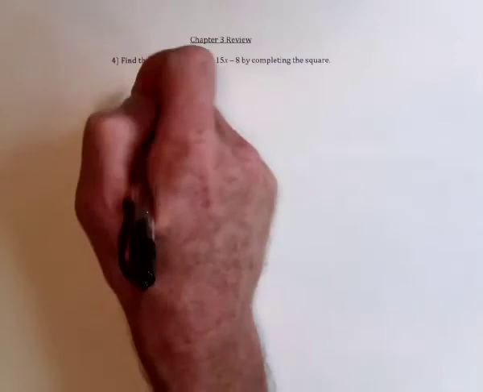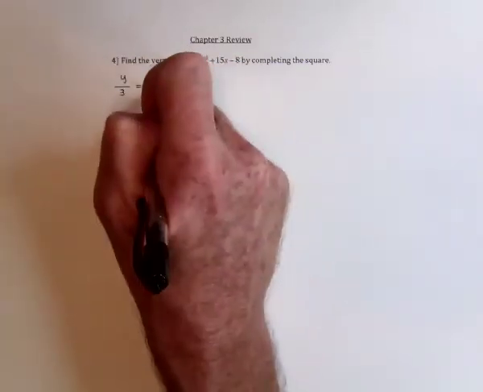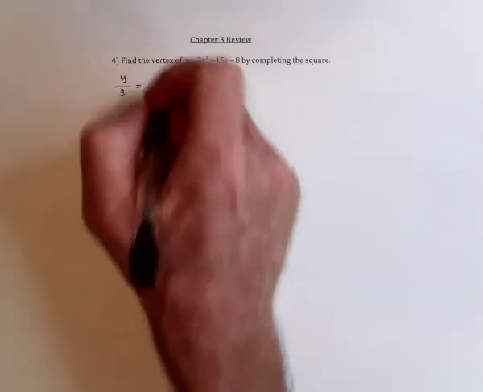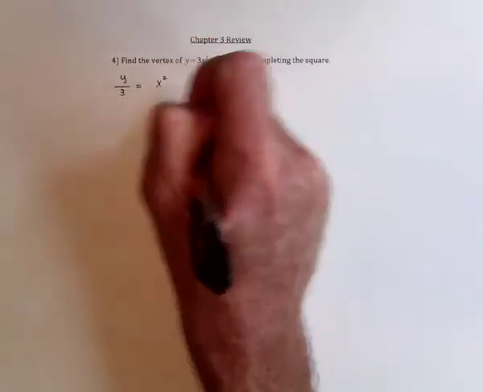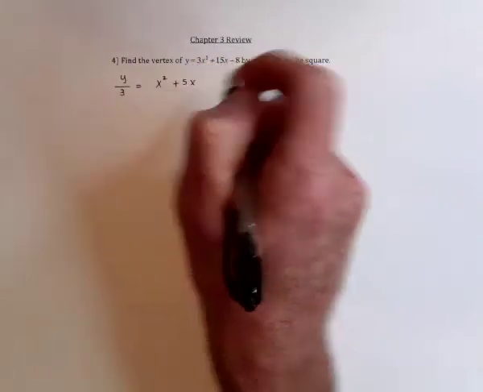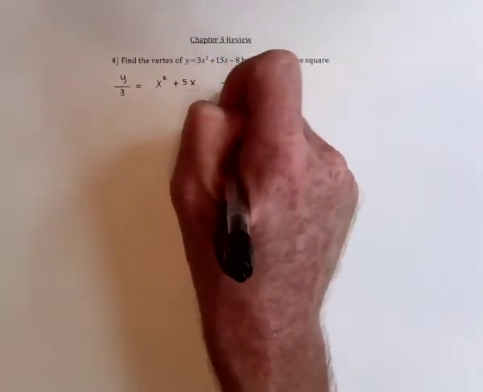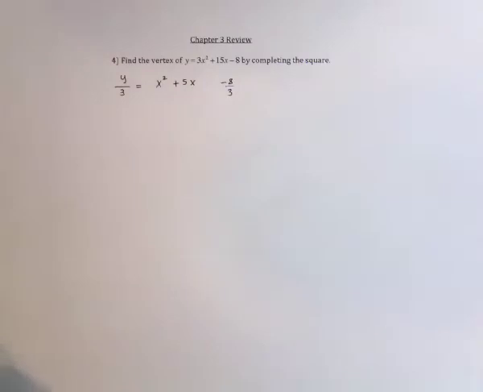Divide both sides by 3. So y divided by 3 is equal to, then divide this by 3, we've got just x squared. Divide this by 3, we've got a 5x. And then leave some space and put the negative 8 divided by 3. Why do we need the space?